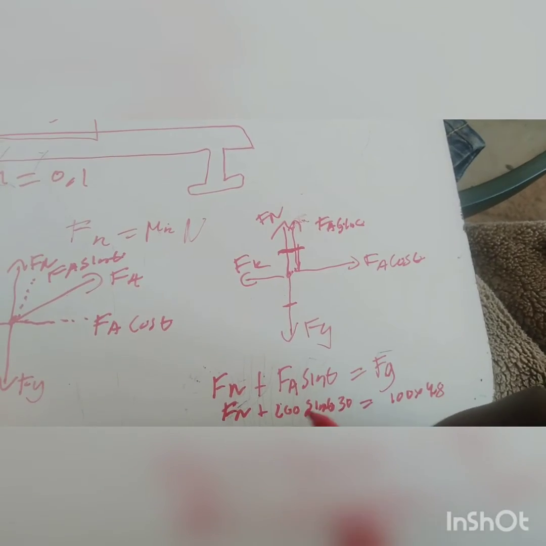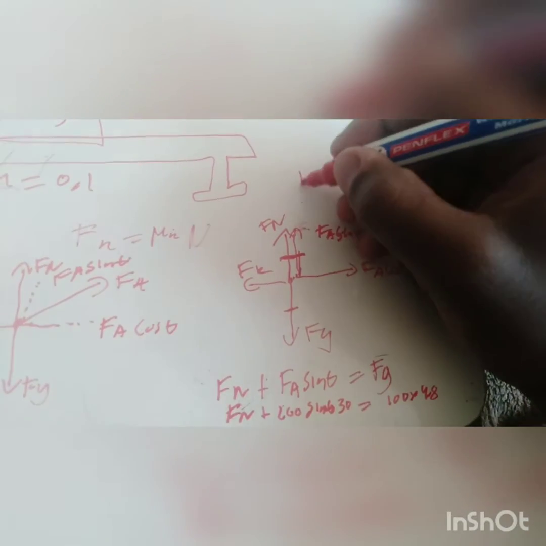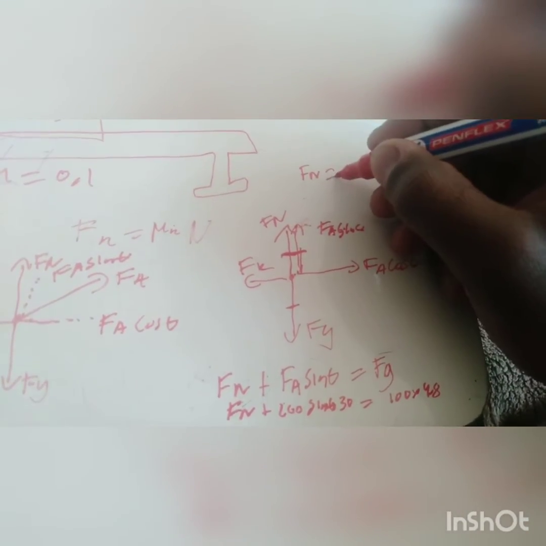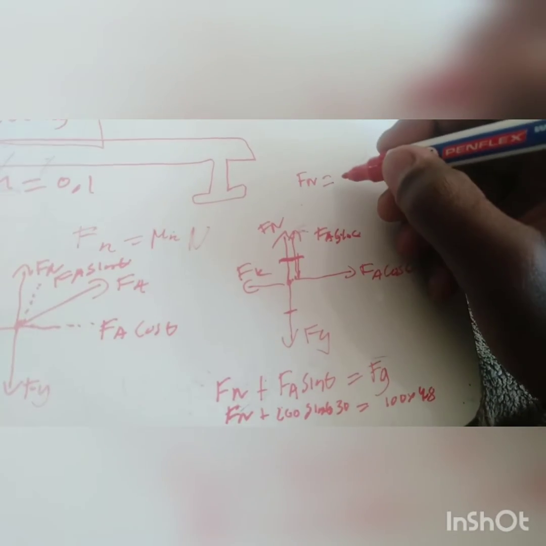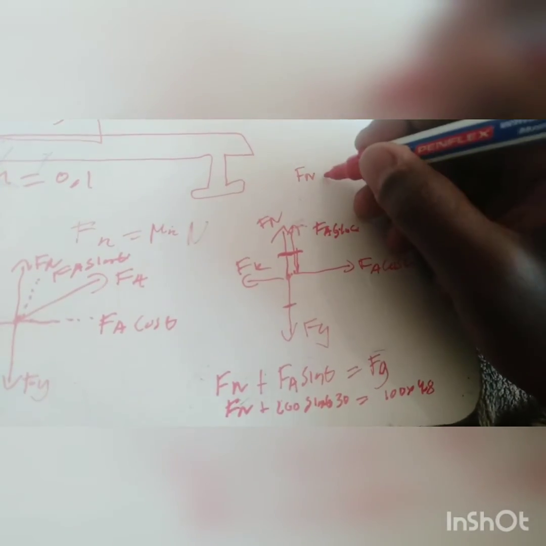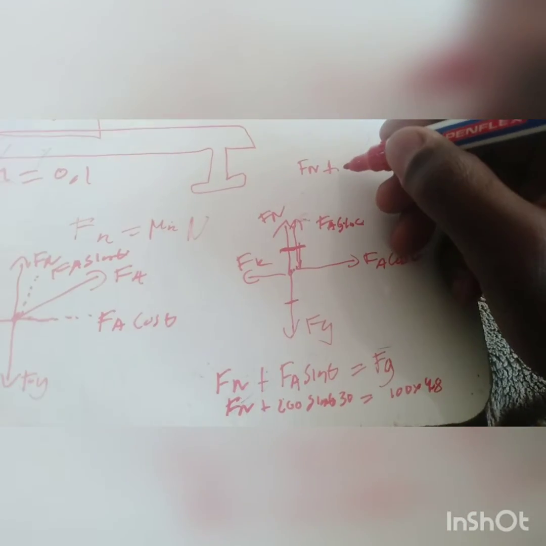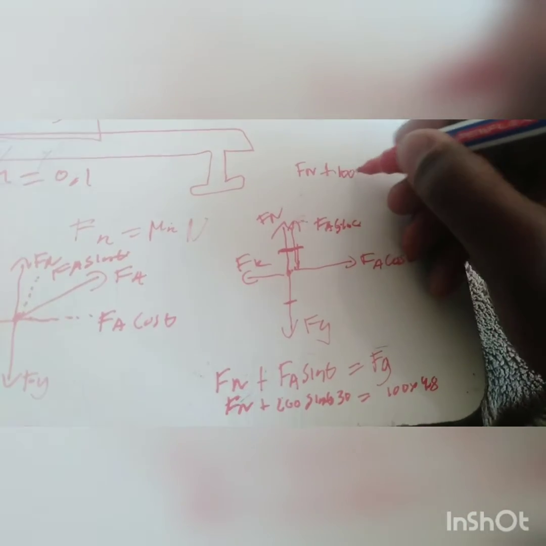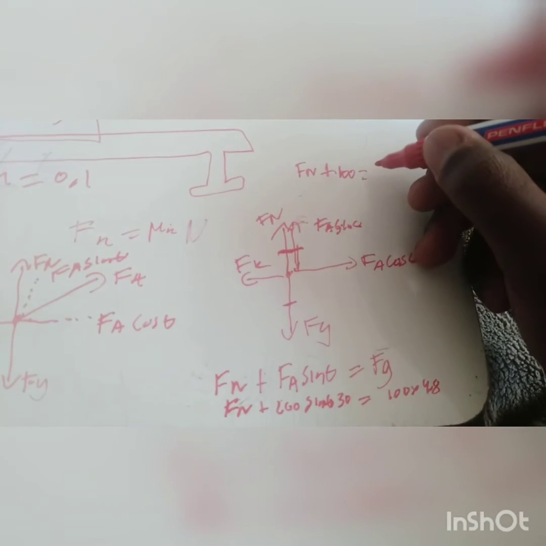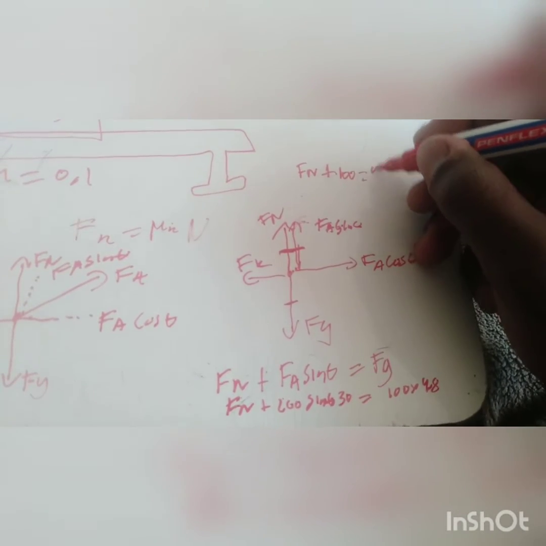So for the answer, let me continue on top. We have 200 times sine 30 plus Fn, copying this, but in place of this I'm putting the answer. That's going to be 100. And then this side, 100 times 9.8, that should be 980.